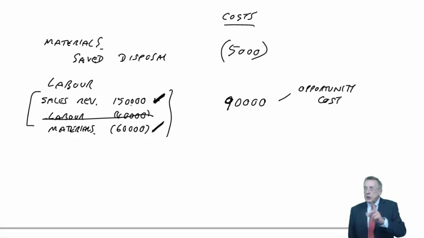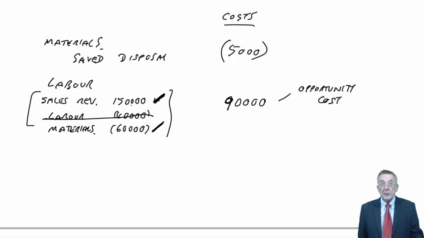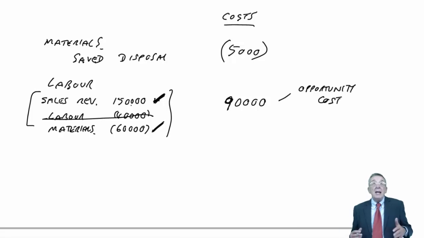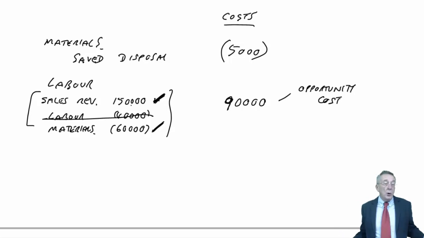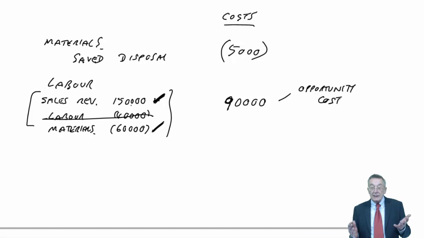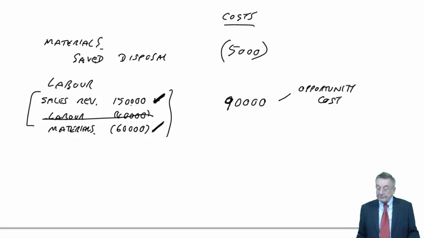If the question had said total overheads increased by 20,000, then it would be relevant. It's an extra, an incremental cost. But simply absorbing them, that implies the total overheads are unchanged and therefore not relevant.